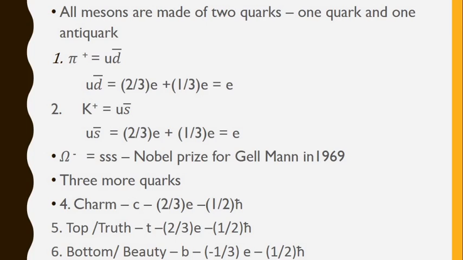And with this concept of quarks, Murray Gell-Mann found out the quark composition of the omega minus particle, and omega minus is composed of 3 S quarks, SSS. For this he got the Nobel Prize in 1969.